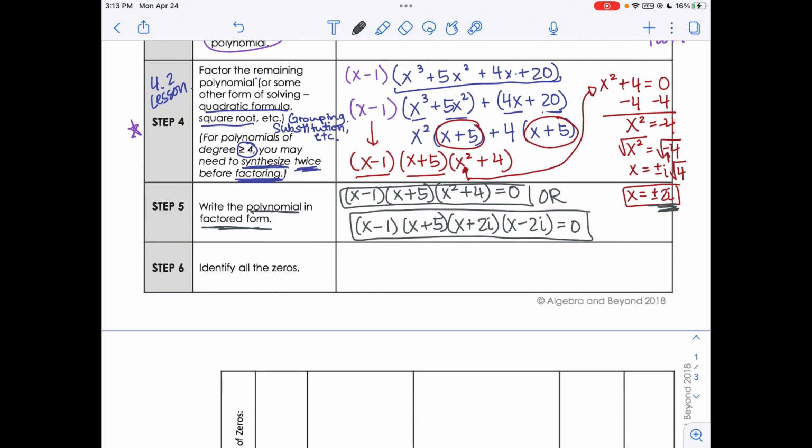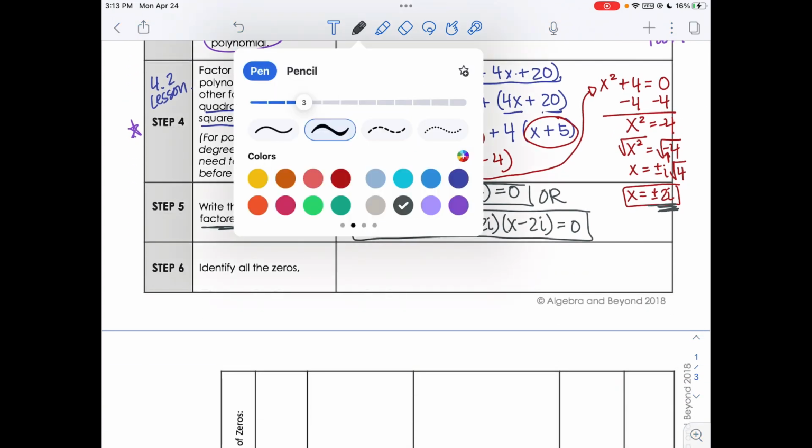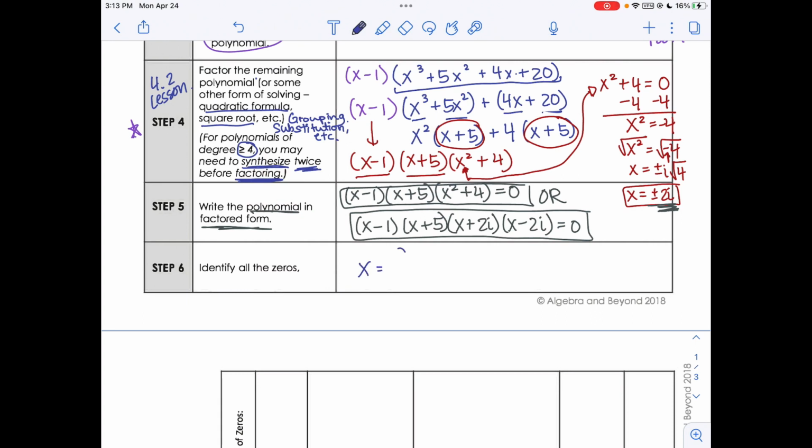And then the last step is to identify all the zeros. To identify the zeros, you start with x equals, and then start with the braces to list all of the possible factors, all the zeros. And that will be positive 1, negative 5, and plus or minus 2i. Oops, wrong brace. There we go.